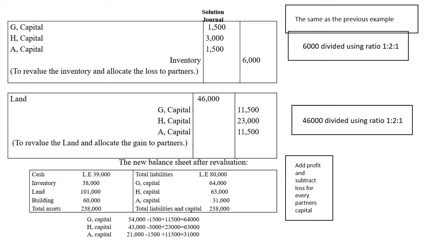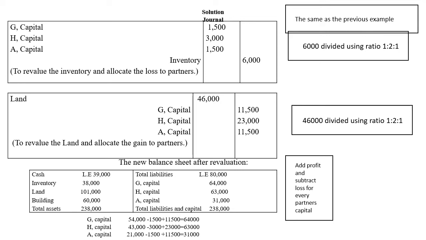Then you prepare the balance sheet after revaluation. It's the same as the balance sheet that we prepared before. Everything is the same, only the value of inventory now is 38,000 and the value of the land is 101,000. And the partners' capital was recalculated.